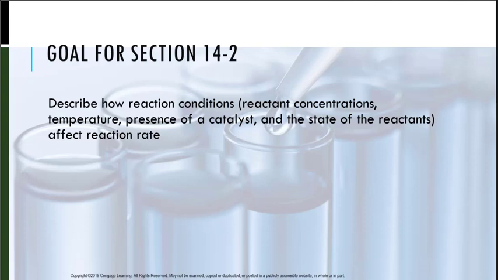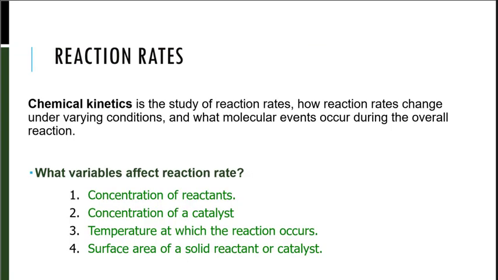We are looking at section 2, looking at reaction conditions and rates of reactions. We just got done looking at chemical kinetics and how it's the study of reaction rates, how reaction rates change under varying conditions, and what molecular events occur during the overall reaction. But there's several factors like the reactant concentrations, the temperature, the presence of a catalyst, and even the surface area of a solid reactant or catalyst that all affect the rate of a reaction.